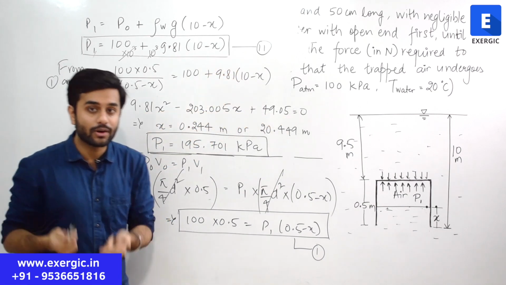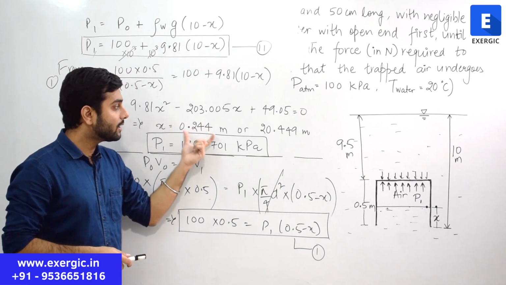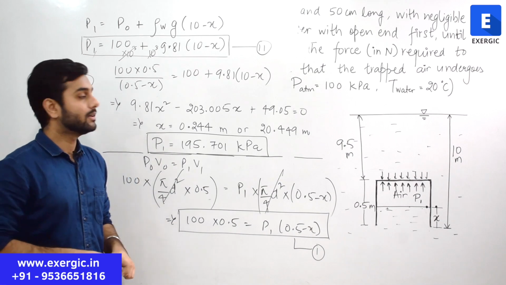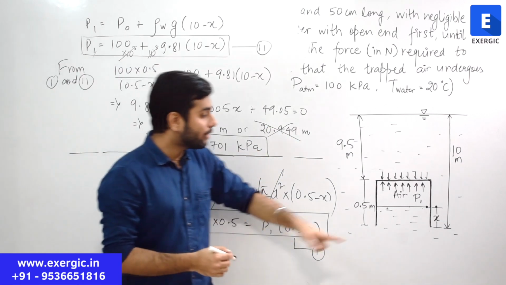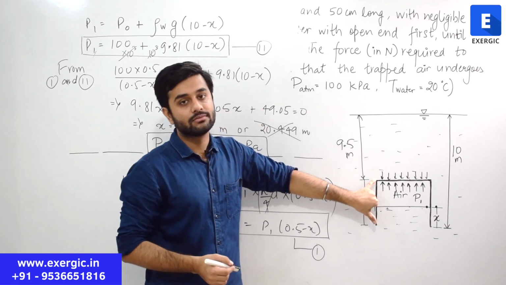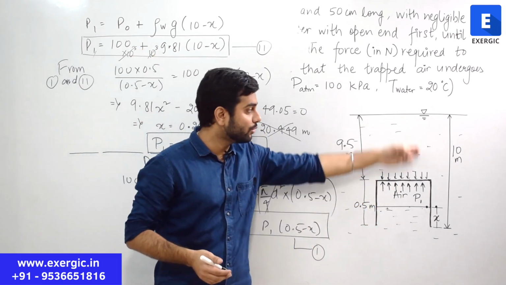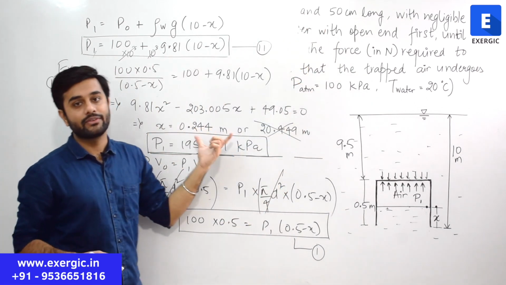And when you solve this quadratic equation, you will get two values of X, 0.244 meter and 20.449 meter. Out of these two values, this value cannot be possible. The value of X cannot be more than 0.5, correct? And in this case, it is coming out to be even more than 10, even more than the depth. That is not possible. So this is the value of X that we have to use.